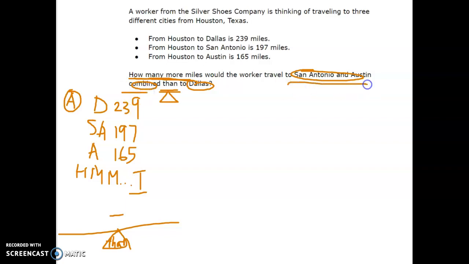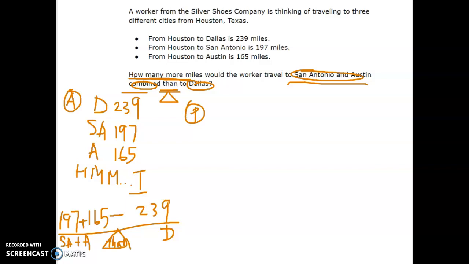On one side, we have San Antonio and Austin combined. Students know that combined means add, means putting things together. So San Antonio and Austin combined, we're going to add these two numbers together. On the other side of the balance, we have Dallas. So now we can plug in our numbers. San Antonio is 197 plus Austin is 165. Then we're going to subtract Dallas's number, which is 239. And here is the expression you need to solve the problem.